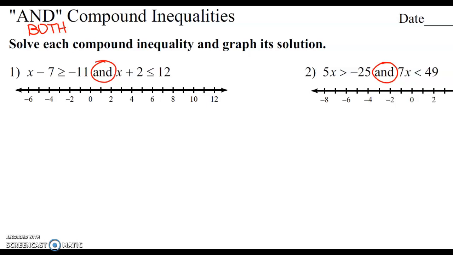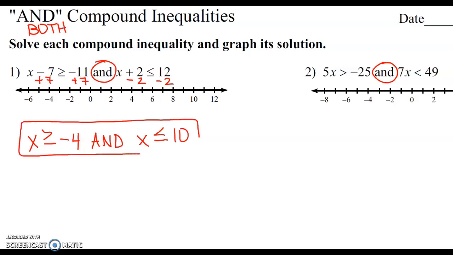So to solve these ands, I'd solve like normal. To get rid of a minus 7, I would add 7. So I've got x is greater than or equal to negative 4, and is part of the answer. To solve the other inequality, to get rid of a plus 2, I subtract 2. So I've got x is less than or equal to 10.